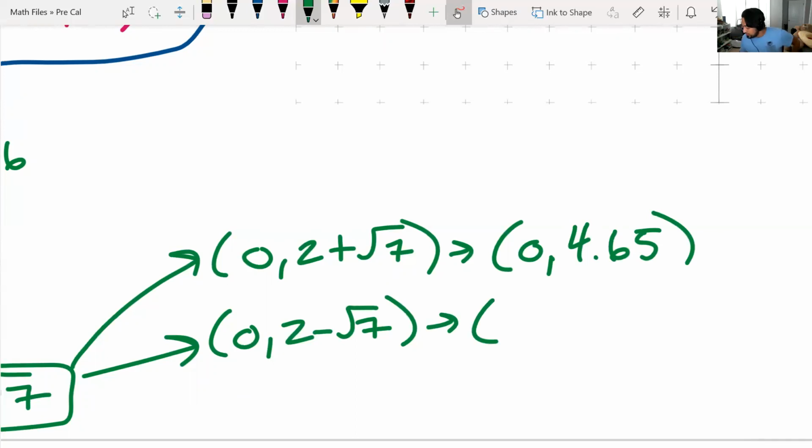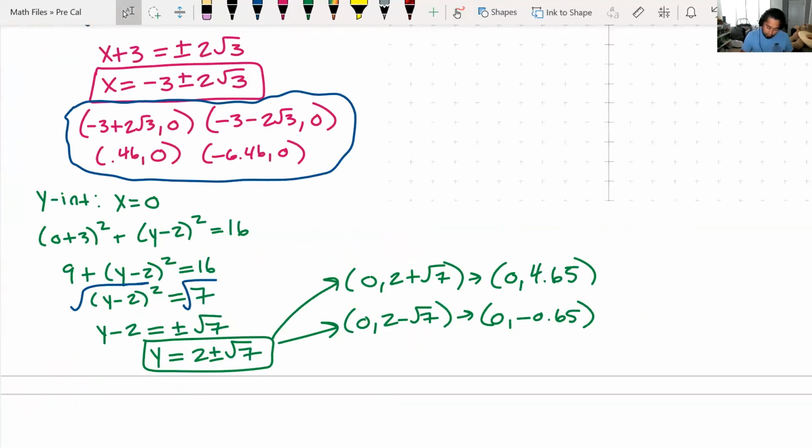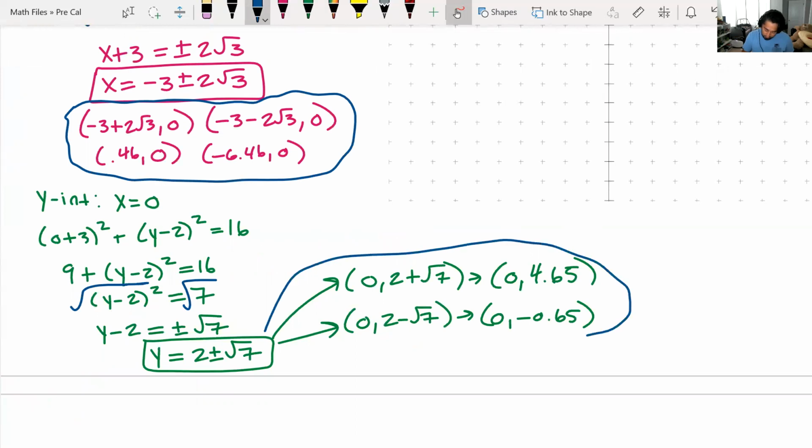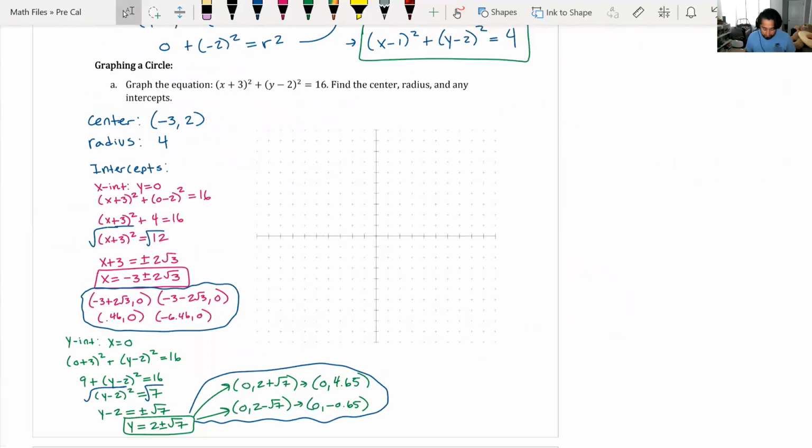And 2 minus the square root of 7, negative 0.65. Okay, bunch of ugly numbers. There's our y-intercepts. All right.